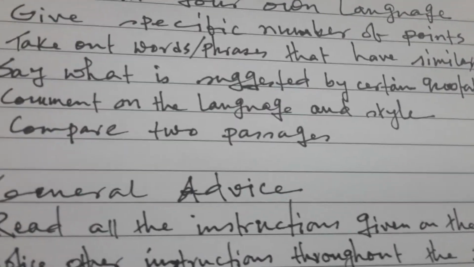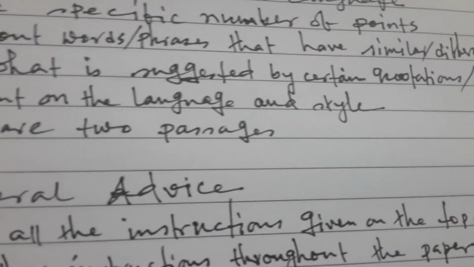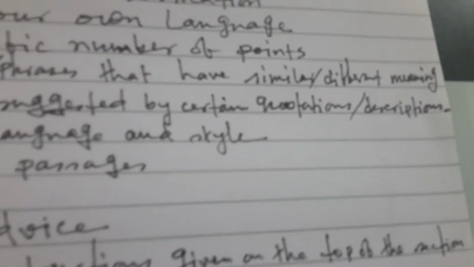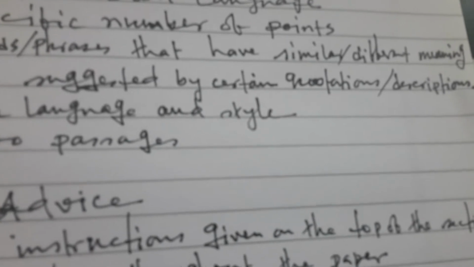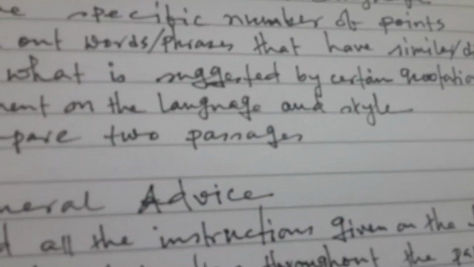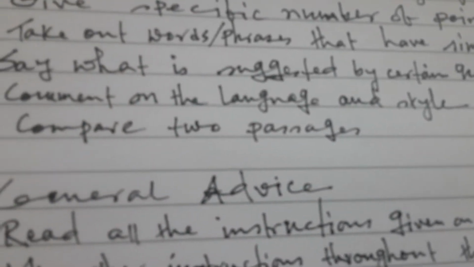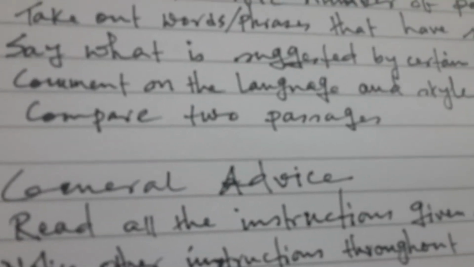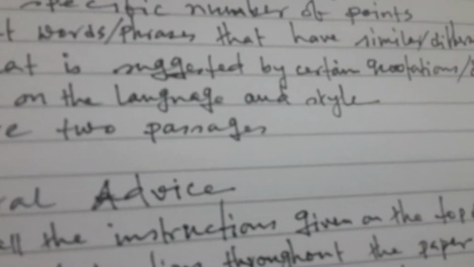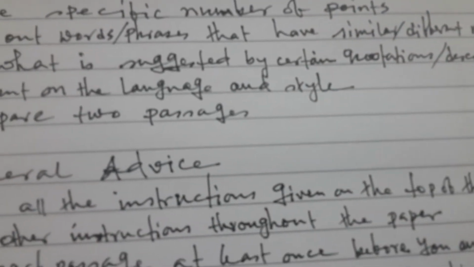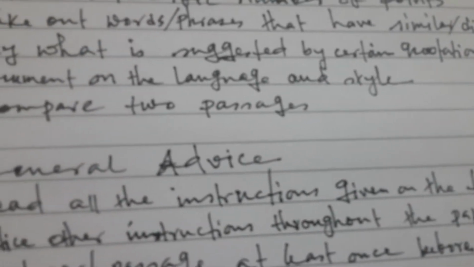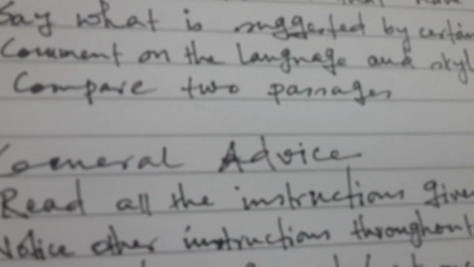In the next type, say what is suggested by certain quotations or descriptions, which means you have to understand the inner meaning or inferential meaning, which won't be difficult in the context of the text.